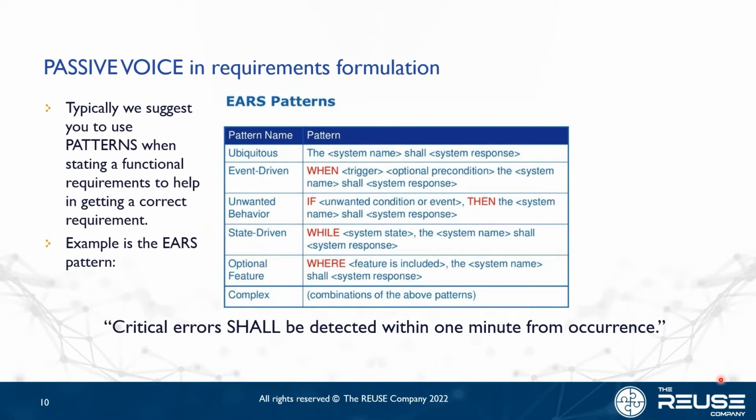When we try to explain how you are supposed to write good requirements, we typically tell you to use patterns. That's a structured way of writing your requirements. And this is an example from EARS, saying that you should put the wording in the proper position so that you have a correct requirement at the end of the day. And if you're not skilled enough and haven't been doing this very often, you might think that this requirement, critical errors shall be detected within 1 minute from occurrence, fits the pattern. And it's quite obvious that we need some more guidance here.